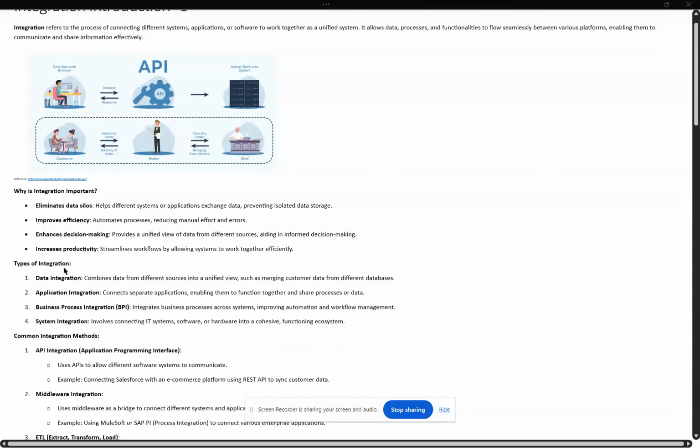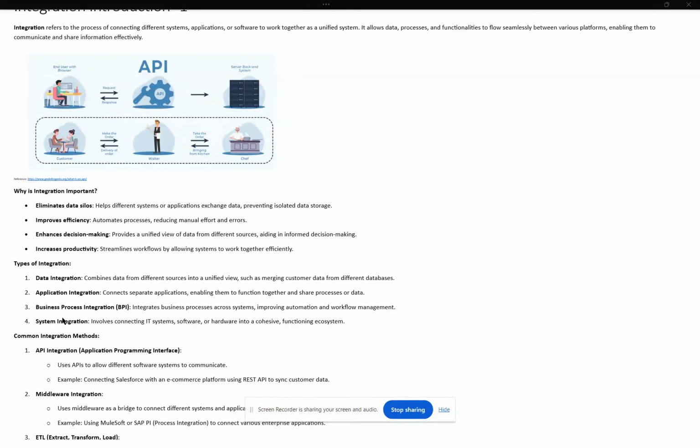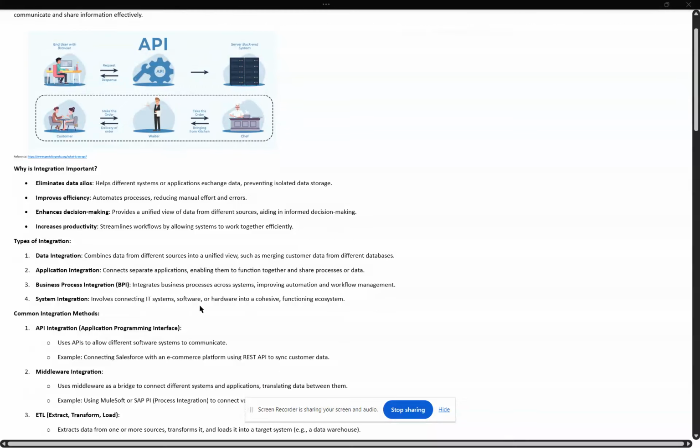Now if we speak of types of integration, there are different types of integration. For now you can focus on this: we want to integrate between systems for the exchange of information, so we can consider either data integration or application integration. Okay, so we'll restrict ourselves to that only. Then what are the common integration methods, right?